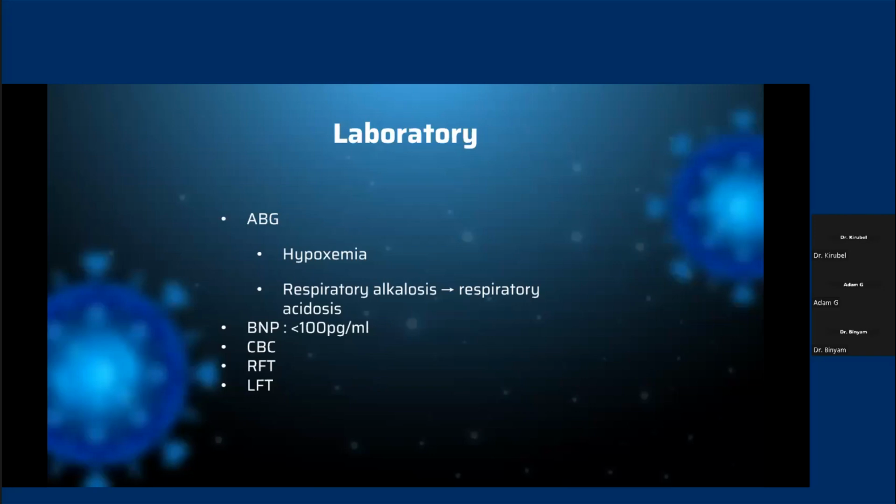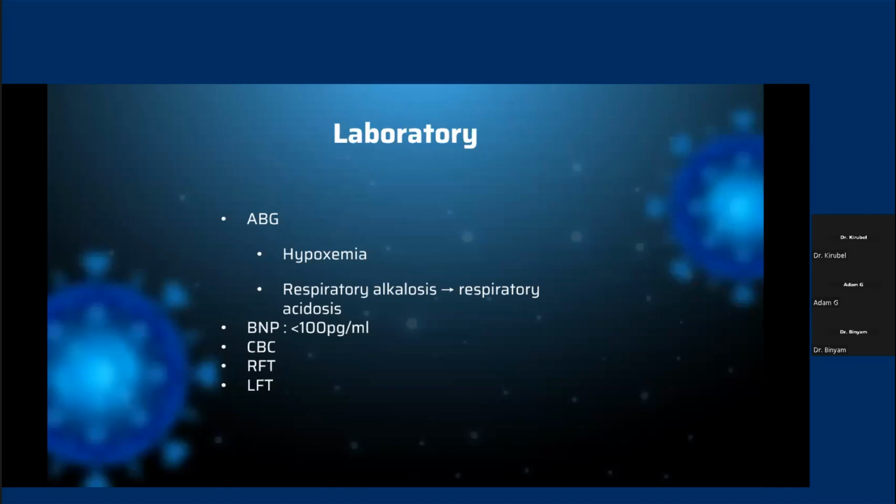BNP is also one of the investigations. Less than 100 is the cutoff point to rule out a cardiac issue and is suggestive of ARDS. If it is more than 500 picograms per milliliter, it is suggestive of a cardiac issue, though a concomitant cardiac issue might also be there.